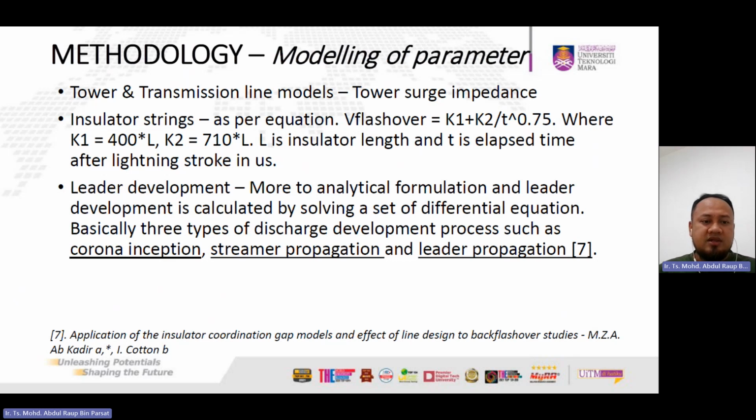And the modeling of leader development is more of an analytical formulation, where leader development is calculated by solving a set of differential equations. Basically there are three types of discharge development process, so these are three important parameters: number one is corona inception, number two is streamer propagation, and the last one is leader propagation.